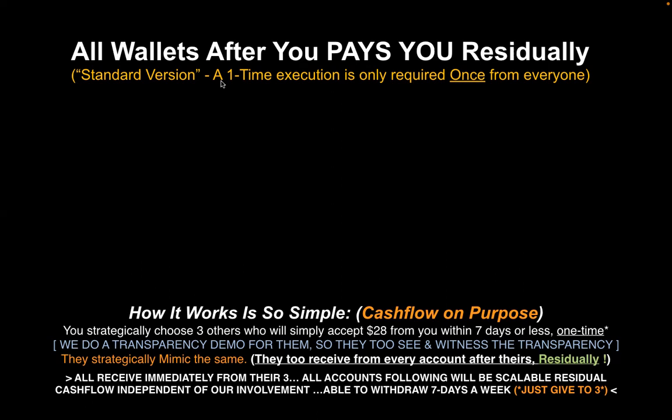Since we're receiving from every account that opens up following ours, doesn't it make sense to have a plan of action? Listen to this. Since you are receiving from every account that opens up after yours, does it make sense to have a plan of action that secures accounts never stop opening? Yes, it does. Because if you're receiving from every account after yours, and our plan of action secures accounts never stop opening, you know what that means? You never stop receiving deposits.